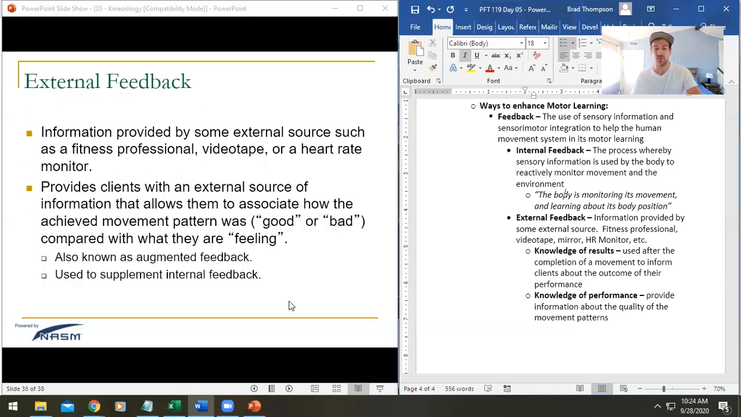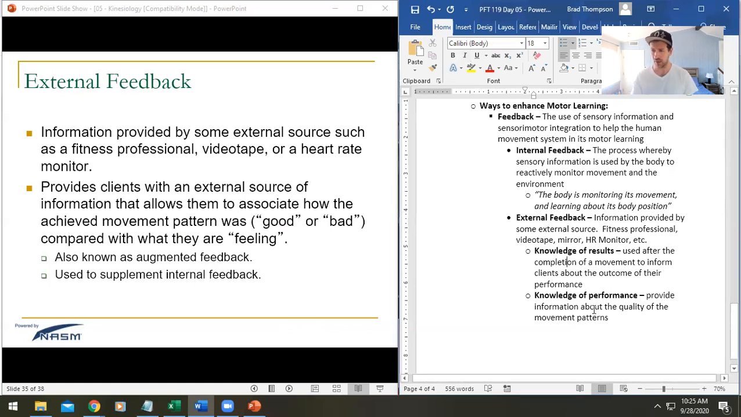External feedback is like, hey, good job, or even just things like I said, like a heart rate monitor or a videotape. If you watch a videotape of yourself and you're like, oh my gosh, I didn't realize I was leaning so far to the right? That's external feedback.